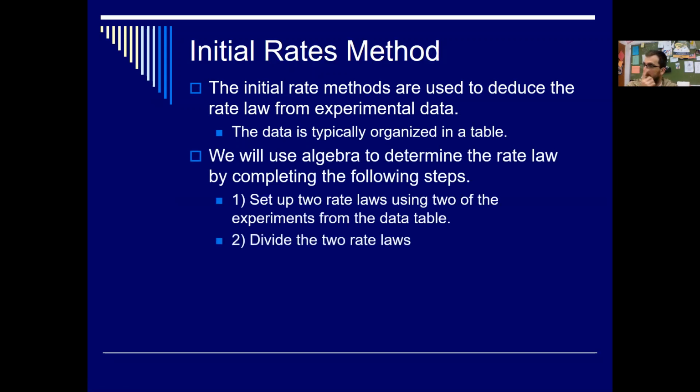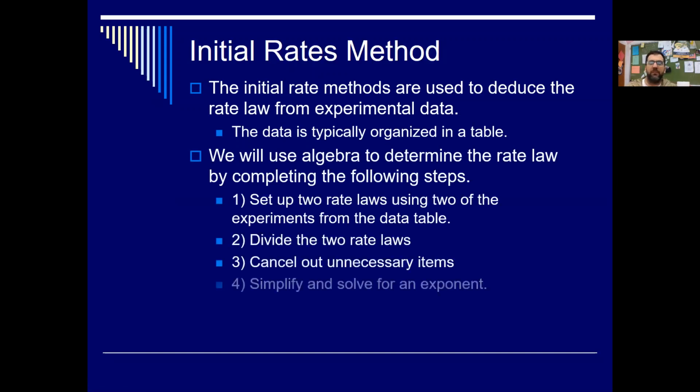Data is typically organized into a table. This is just simple algebra. We'll follow these 5 steps. We'll set up the two rate laws using any two experiments from the data table. We'll divide the two rate laws. You're going to cancel out unnecessary items.